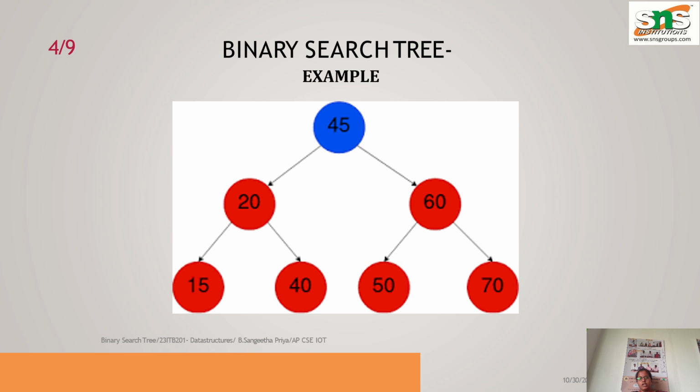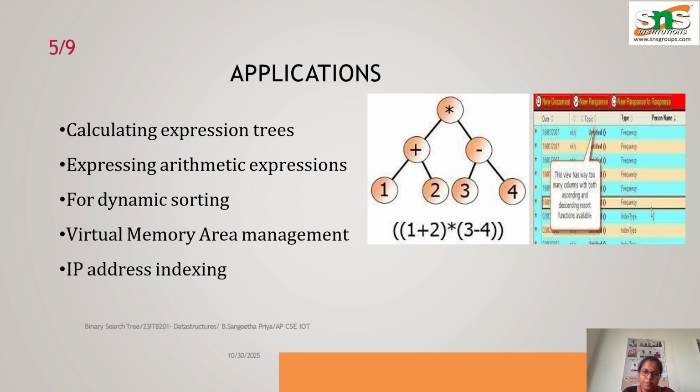Next, we take 70. It is higher than 45 and higher than 60, so it is inserted on the right side of 60. 10 is inserted on the left side of the left side of 50, and 20 is higher than 16, so it is inserted on the left side, and 40 is higher than 20, so it is inserted on the right side of 20. So this is the order we use for the binary search tree.